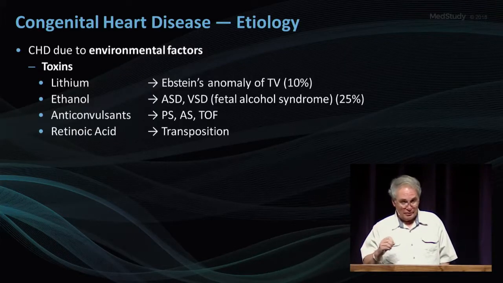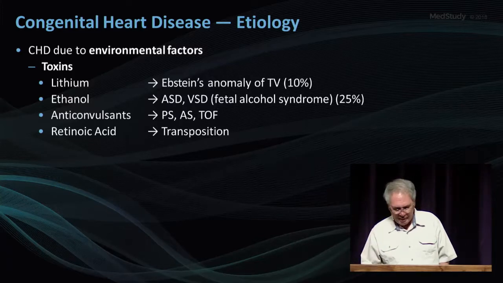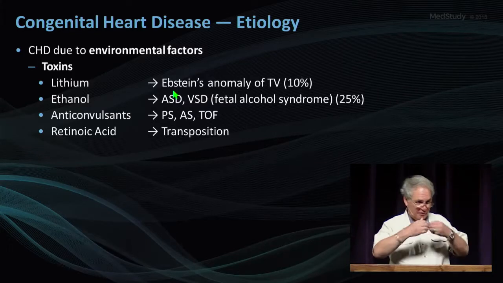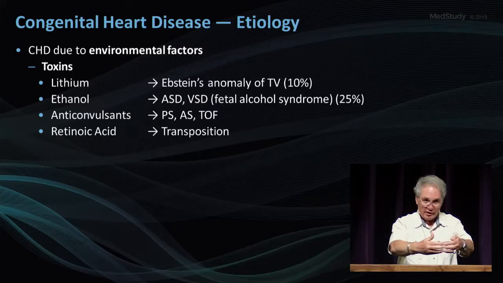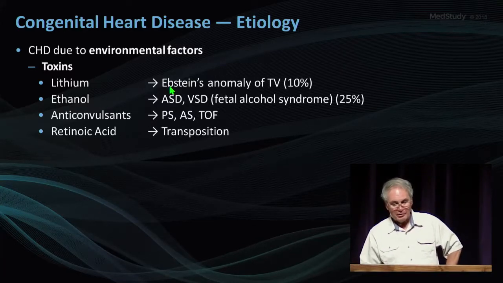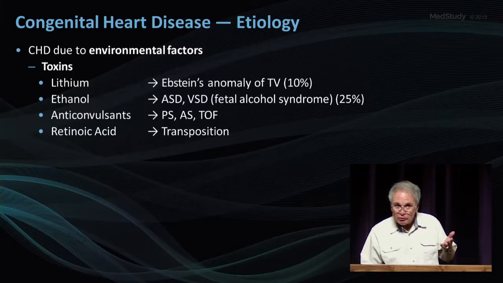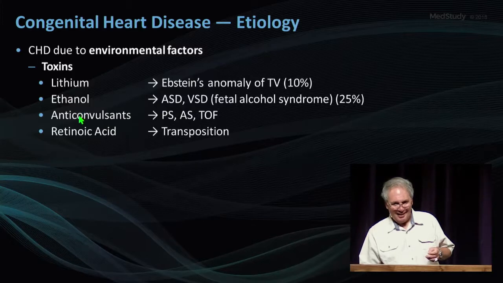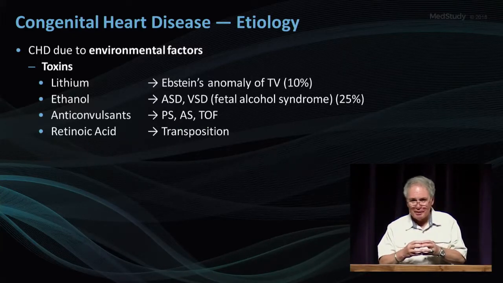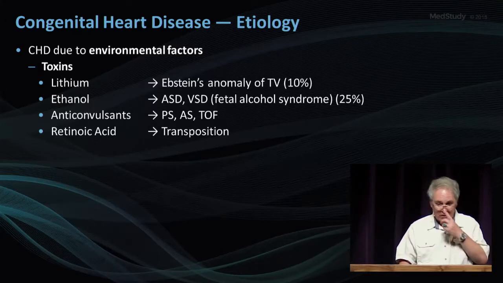Okay, environmental factors. These are also associations that you're going to want to have in the back of your mind and ready with the correct answer. Maternal ingestion of lithium. Recent articles reaffirming this. Diagnosis of Epstein's anomaly of the tricuspid valve. That's a downward displacement of the tricuspid valve with tricuspid insufficiency. Lithium, remember the association. Ethanol, I think you're all familiar with fetal alcohol syndrome, ASD, VSD. How much alcohol is okay during pregnancy? We're not sure? Okay, thank you. Okay. And anticonvulsants, pulmonic stenosis, aortic stenosis, tetralogy of Fallot, retinoic acid transposition. So these are environmental exposures that have been linked with specific forms of congenital heart disease.